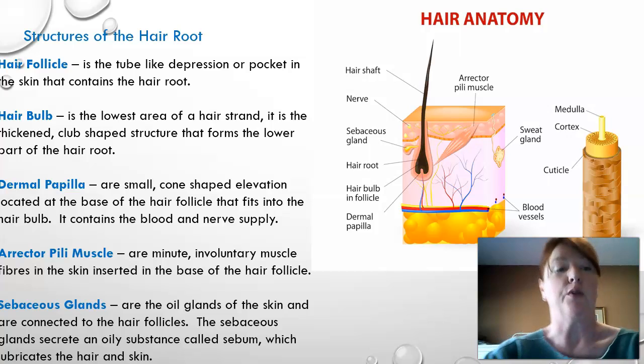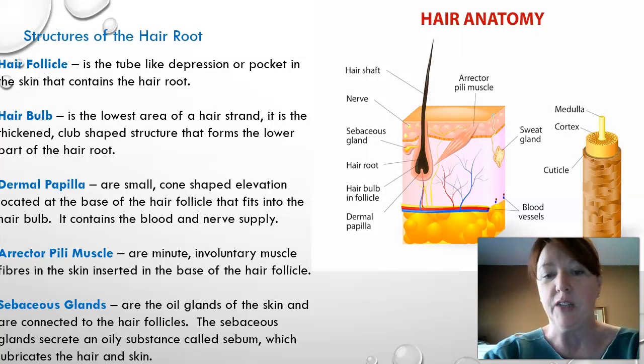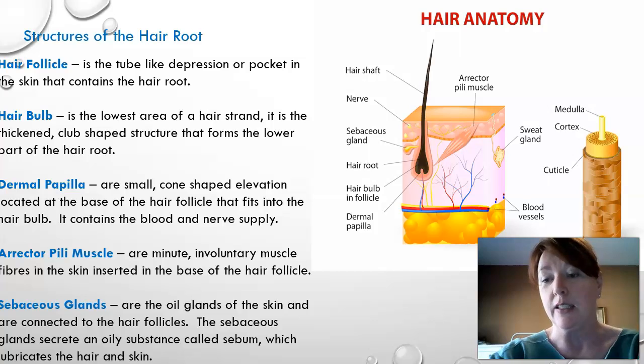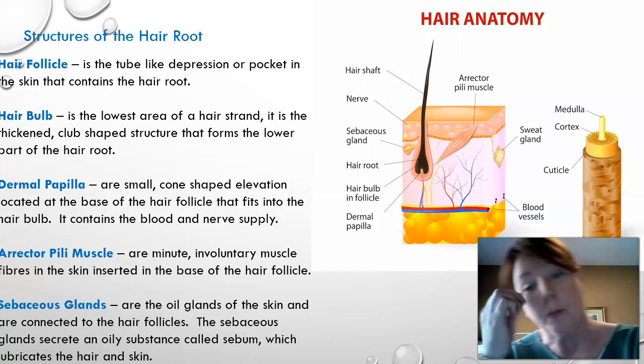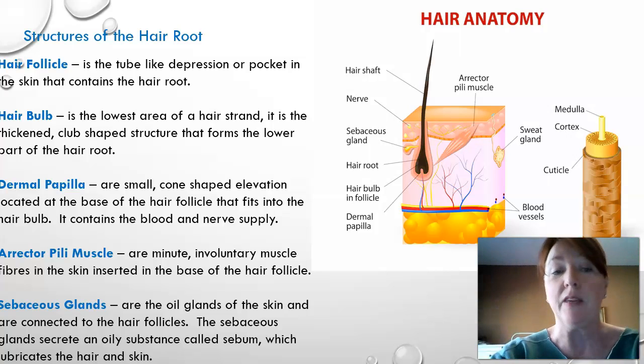Structures of the hair root. So we have this actually very good visual here that kind of explains what everything is. It's really important that you understand what all those parts are of the actual hair. It's the shaft, the hair bulb, the dermal papilla, all that stuff. It's really important you understand the anatomy of the hair.